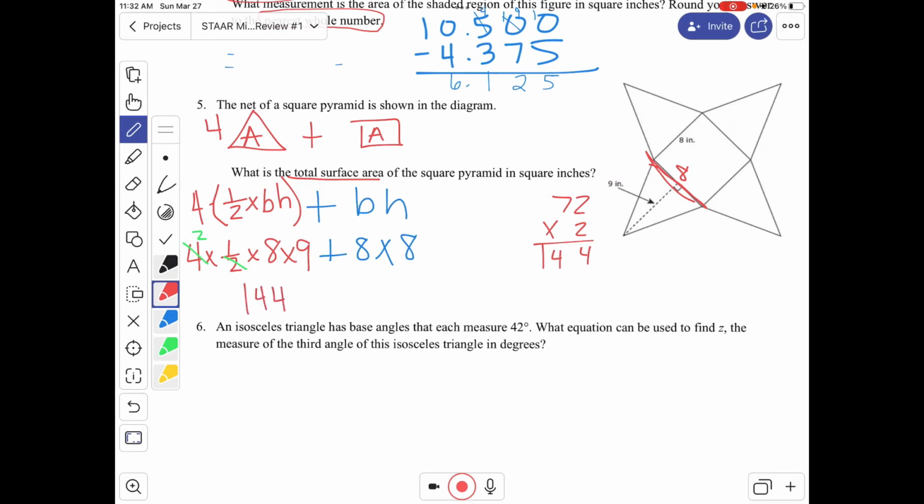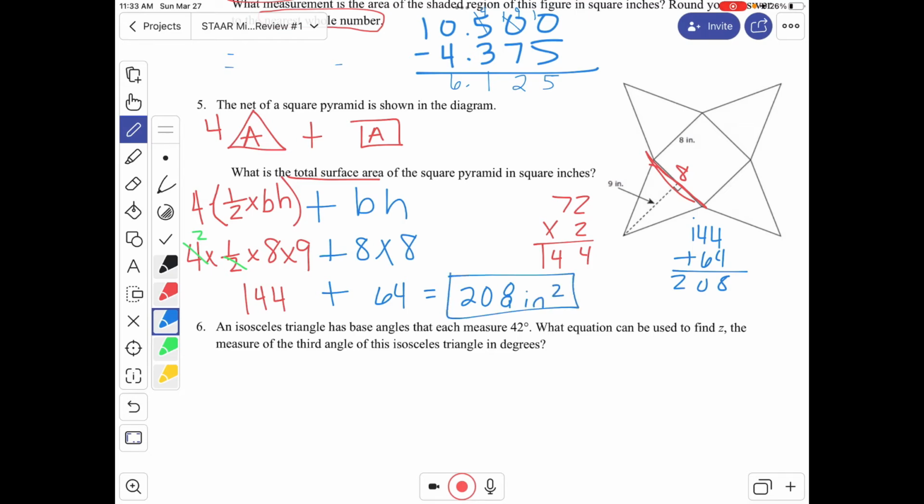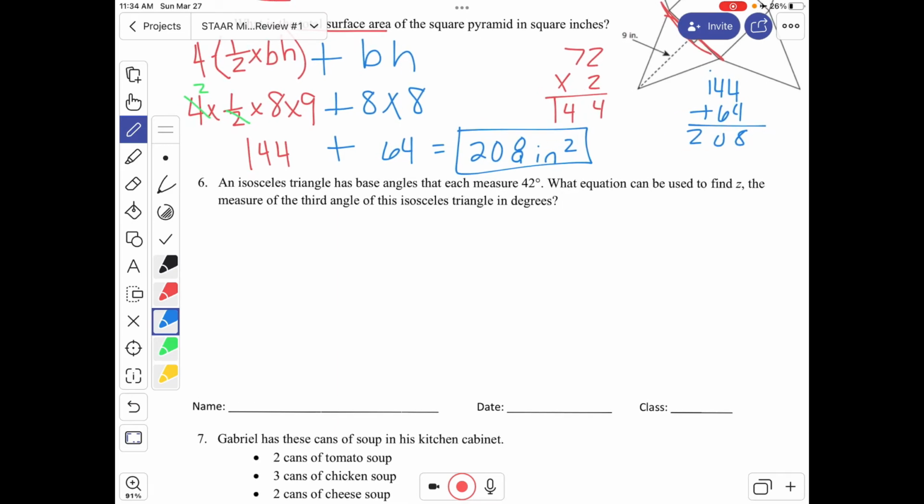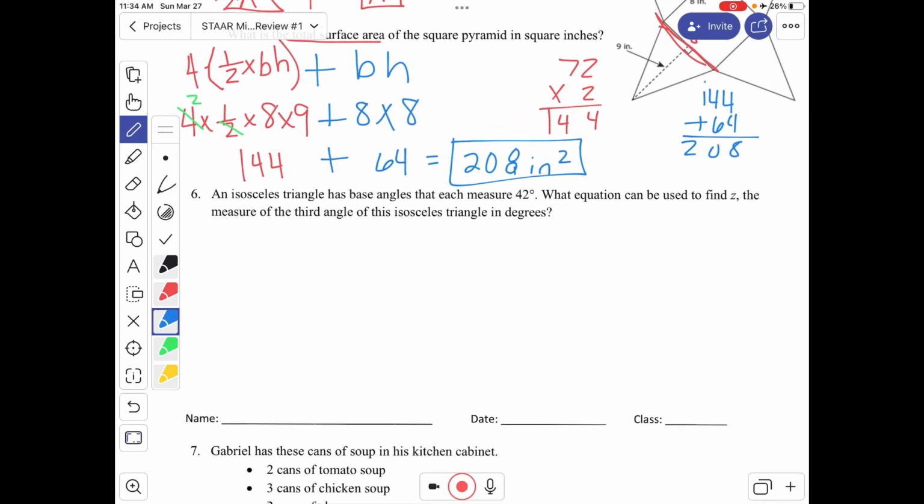So this side is 144, plus 8 times 8 is 64. And if you add those together, you get 208 inches squared.